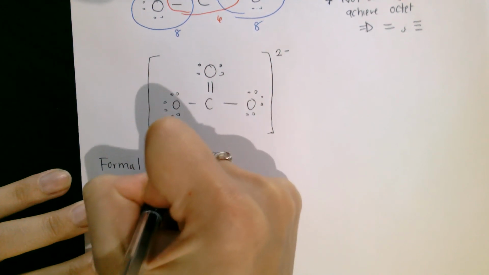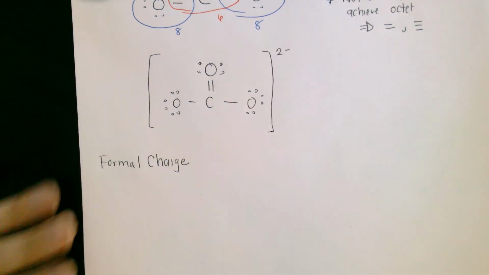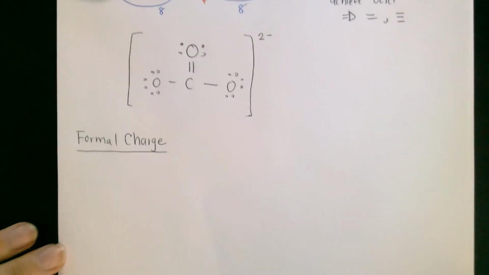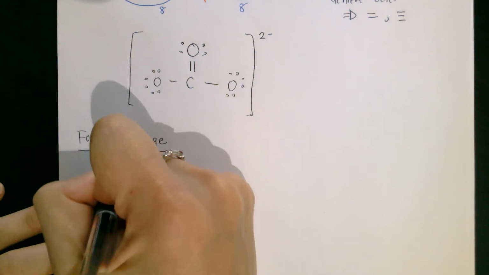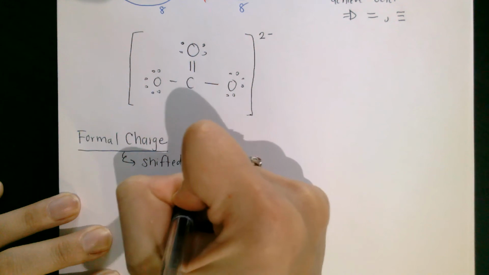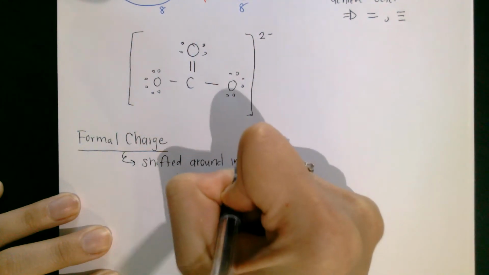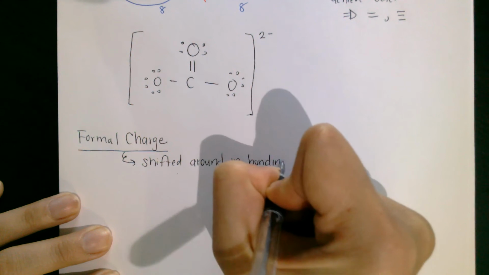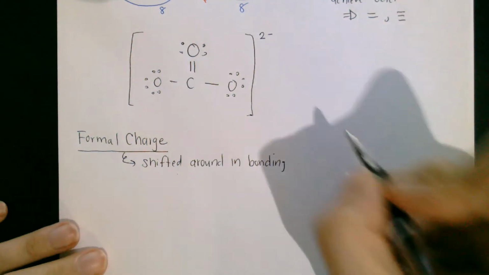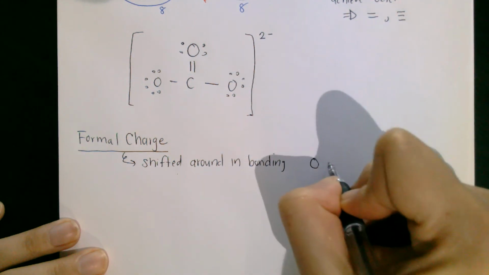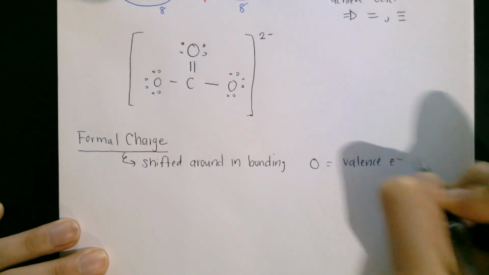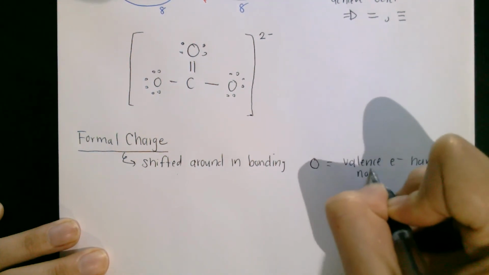So let's look at formal charge. Formal charge is if we see how electrons have been shifted around in a chemical bond. So we're going to look at how electrons are shifted around in bonding. If your electrons weren't really shifted around at all, your formal charge will be 0. So a 0 formal charge means that your valence electrons have not shifted.